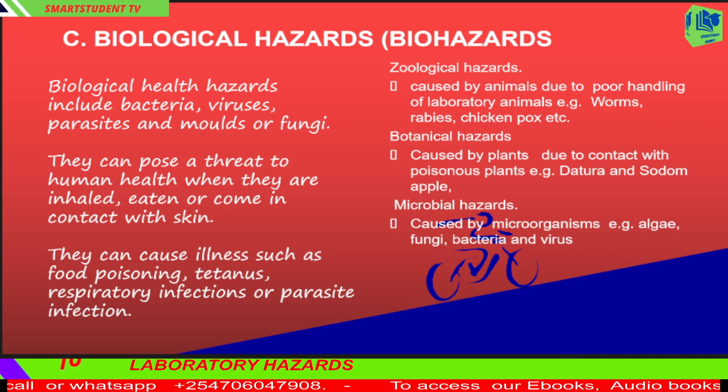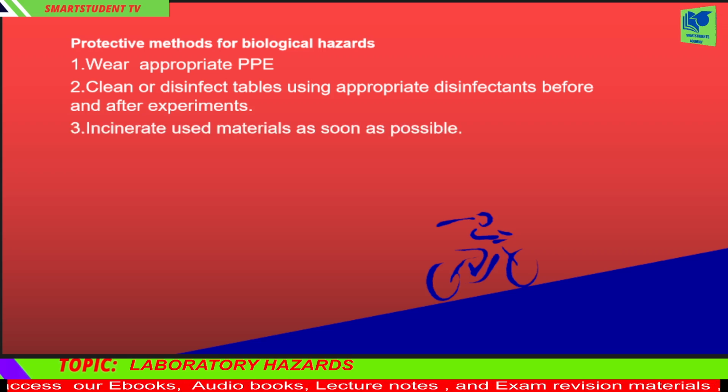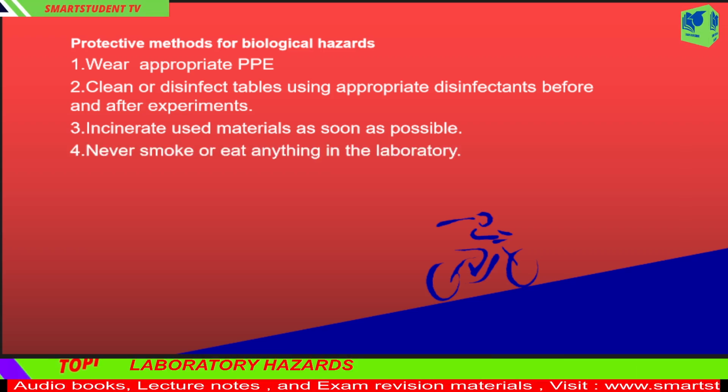Protective methods for biological hazards. 1. Wear protective clothing when handling lab animals and plants. 2. Clean or disinfect tables using appropriate disinfectants before and after experiments. 3. Incinerate used materials as soon as possible. 4. Use protective clothing only in the lab and never use it outside the laboratory. Leave them in the laboratory. 5. Never smoke or eat anything in the laboratory.